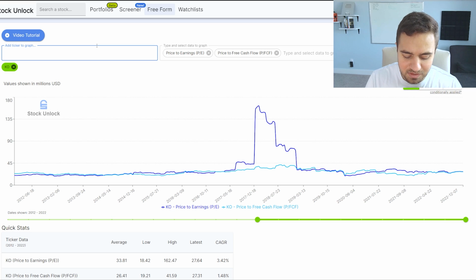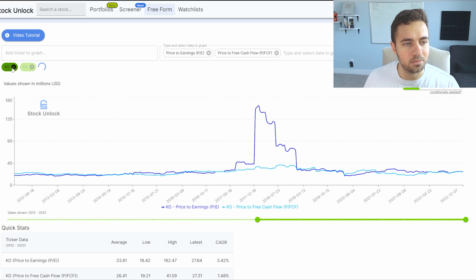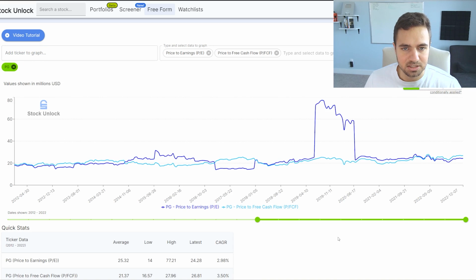I believe this is even the same for a company like Procter and Gamble. So, yep, it is the exact same story. So you can see that the free cash flow metrics are just much more steady, much more consistent, and that is why me, as an investor, I prefer to use these metrics much more because they're just more reliable and steady. So that is when I like to use the price to free cash flow.